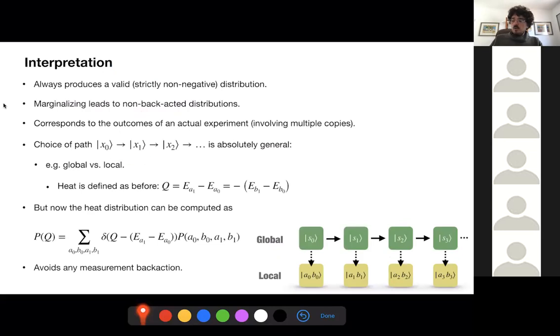And also this choice of path, what I'm calling here the variables x0, x1, x2, and so on, is very general. So one example, connecting now to the previous scenario that we discussed, is when you have a global system like AB, which is evolving unitarily, but you're interested in local quantities. So a local basis Ai, Bi, at different instances of time. As we saw, heat is defined as a change in energy of system A or B. And so if we now have a Bayesian network like A0, B0, A1, B1, we can compute the heat distribution from this Bayesian network. So this would be a distribution of heat which completely avoids any kind of measurement back action, but still leads to a perfectly valid distribution of heat.